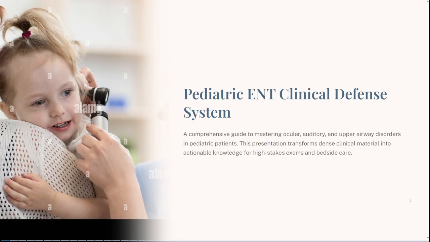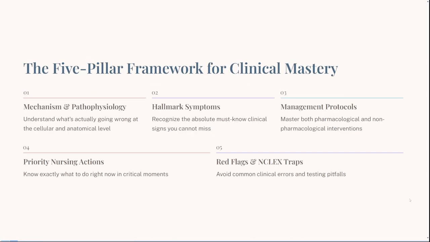Okay, so you have this five-pillar system for that, right? That's right. For any disorder, you have to see it through 5 lenses. 1, the mechanism or the patho, what's actually going wrong. 2, the absolute hallmark symptoms you can't miss. 3, management, both pharm and non-pharm. Okay. 4, your priority nursing actions, like what do you do right now? Right. And finally, number 5, the big one, the red flags and those notorious NCLEX traps.